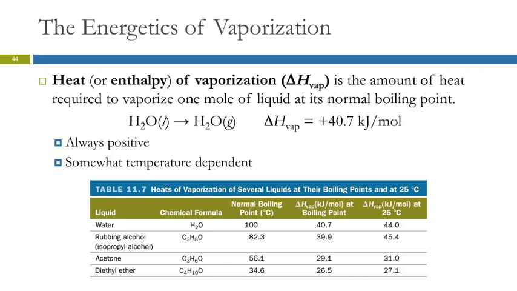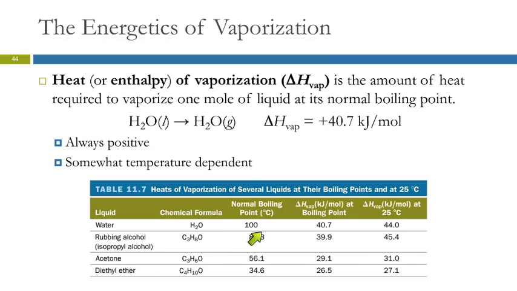Well, if there's energy involved, we're going to talk about measuring it, right? Here's the numbers. Okay, so heat of vaporization, enthalpy of vaporization, is the amount of heat needed to vaporize 1 mole of liquid at its normal boiling point. So taking a mole of water, liquid, and making it into a mole of steam requires 40.7 kilojoules. Heat of vaporization is always positive. It's an endothermic process. It is somewhat temperature dependent, but not very strongly.